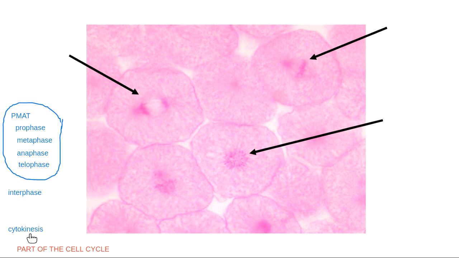Cytokinesis technically means dividing the cytoplasm. Kinesis means dividing, and cyto means the cytoplasm. Can you help me in the chat? What is the cytoplasm of a cell made out of? What's in the cytoplasm? Cytokinesis involves that cytoplasm.